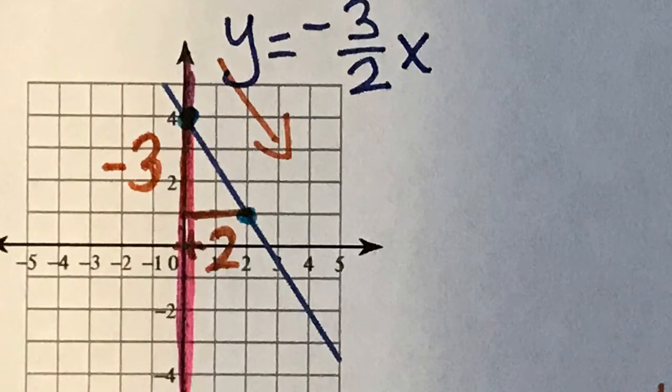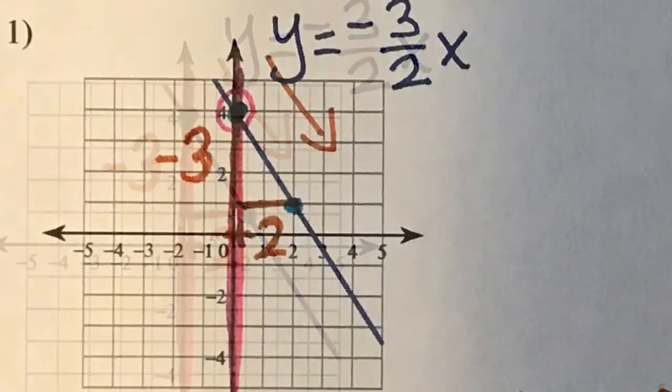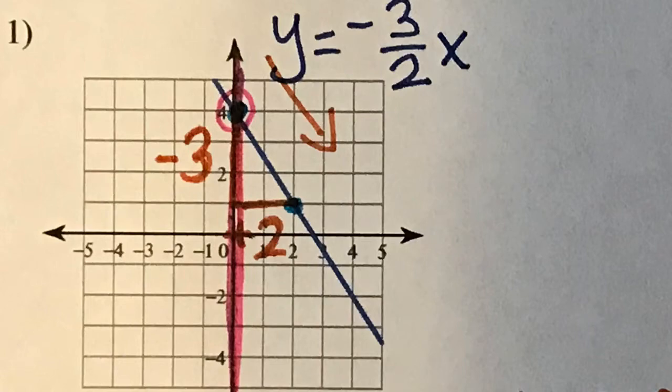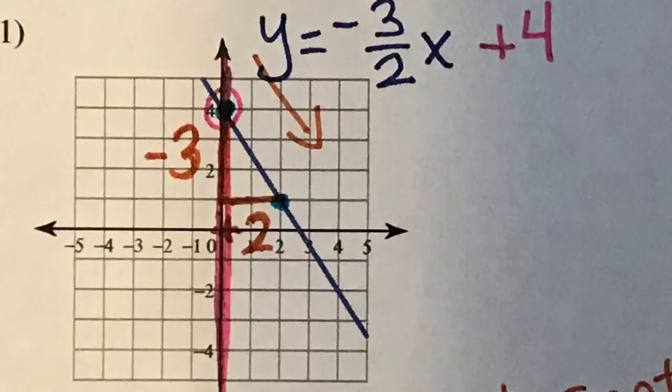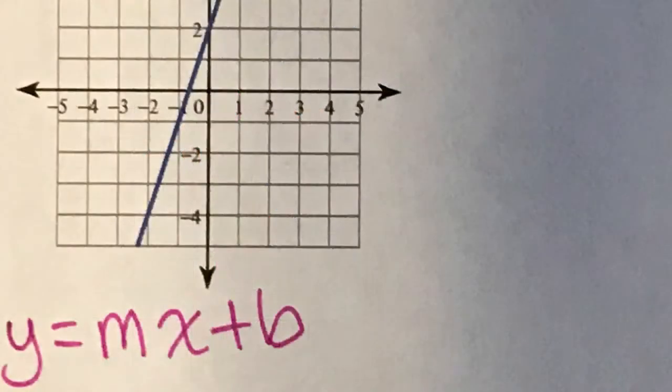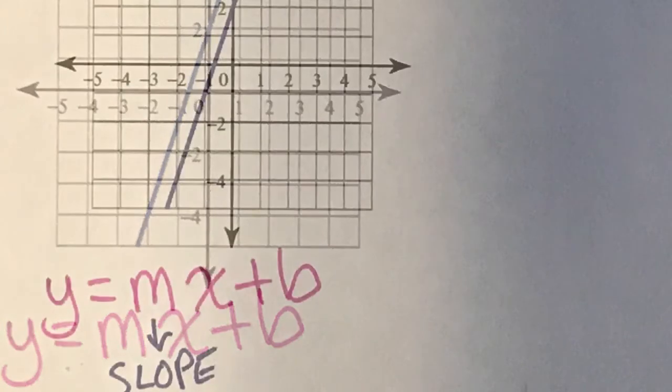Now we're going to look for the y-intercept. The highlighted pink line is the line in which the graphed line intercepts the y-line. We circle that right there. It appears to be on 4. And so our answer is y equals negative 3 over 2x plus 4.